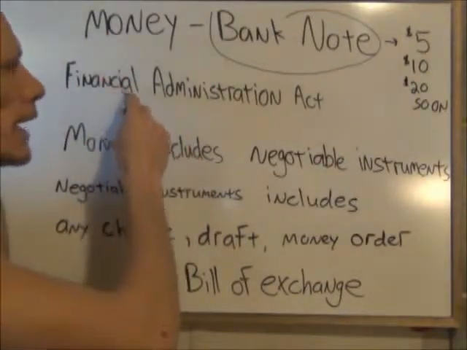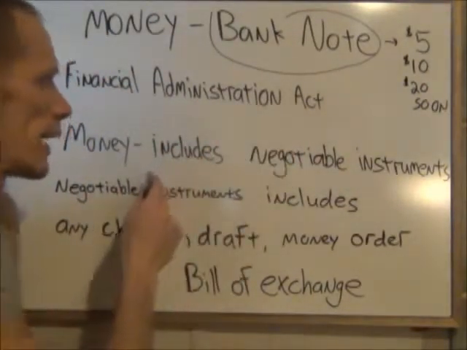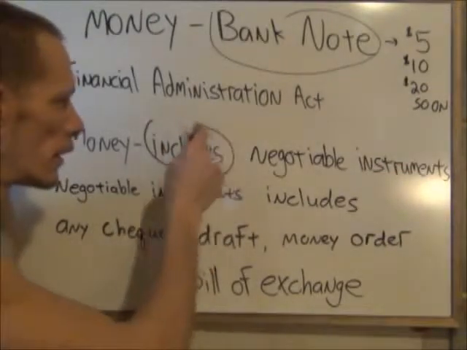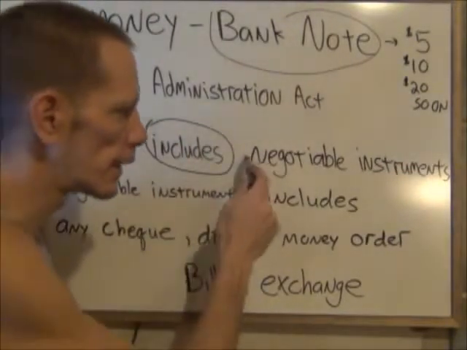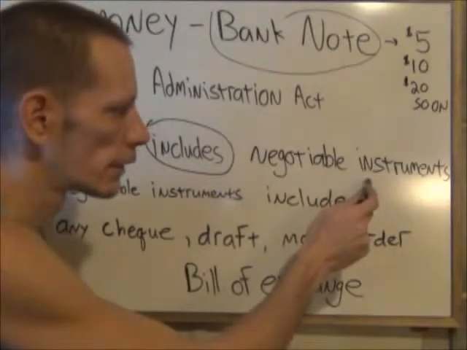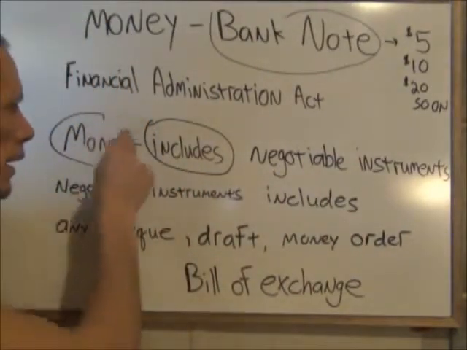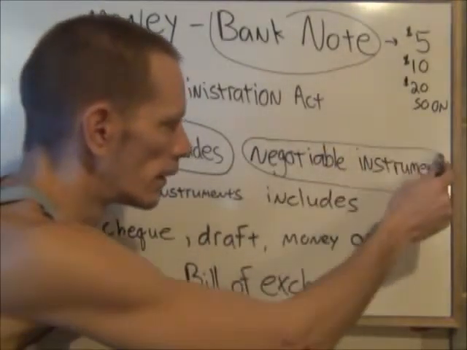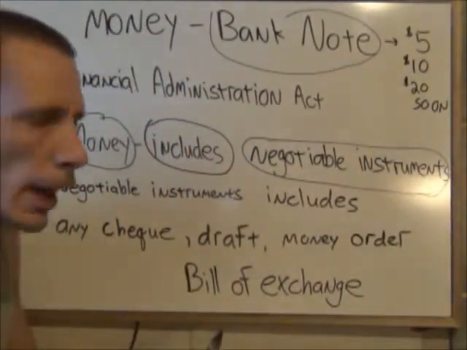In the Financial Administration Act, it states that money includes. Now notice it says includes. If you understand what that's saying, it says it includes negotiable instruments. So then money is any negotiable instrument. That constitutes money. Okay, it's not just dollar bills in your pocket.